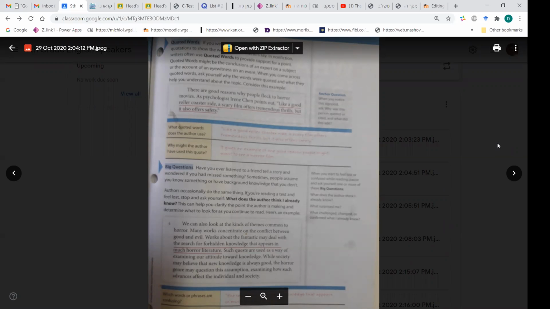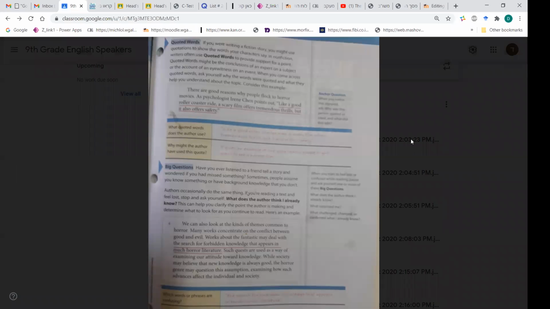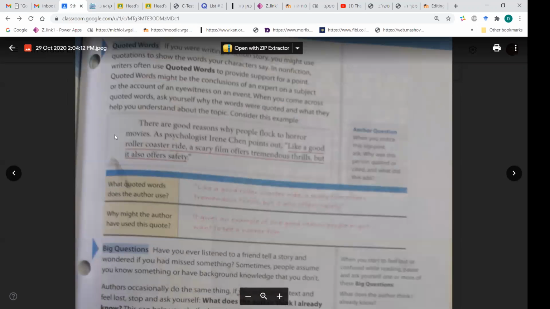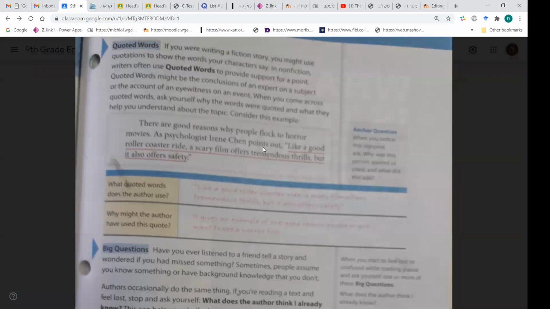Okay, now, first of all, quoted words, let me ask you something. It doesn't say it here, but what is the purpose of bringing a quote? Let's read what it says here, and I'm asking you. What is the purpose of it? Let's read. There are good reasons why people flock to horror movies. Flock means to move there in groups. Everybody goes there, it's a word that means everybody goes there. There are good reasons why people flock to horror movies.